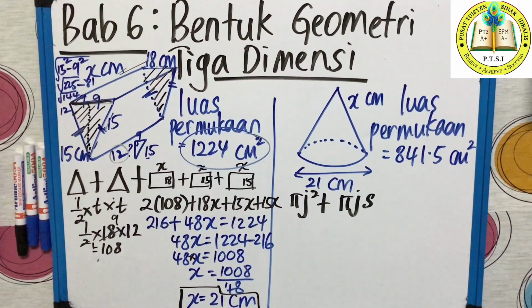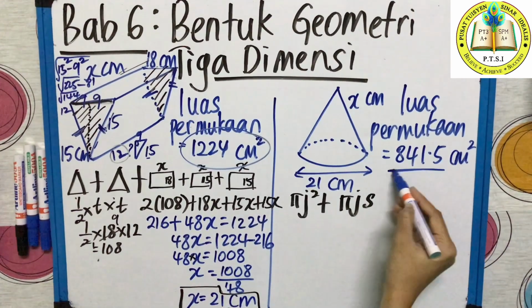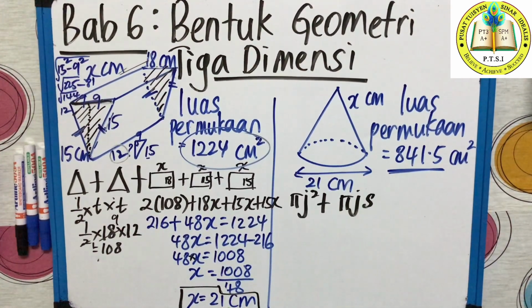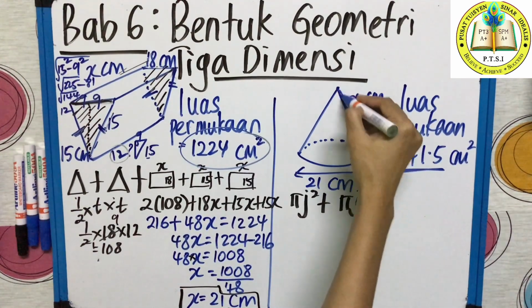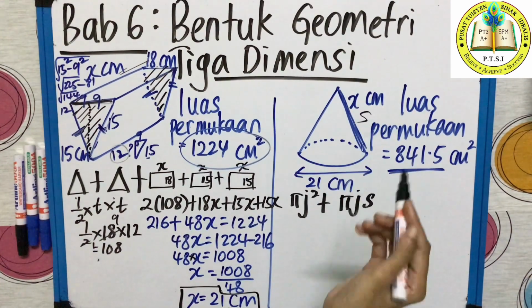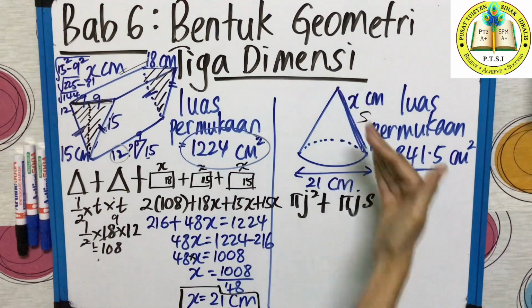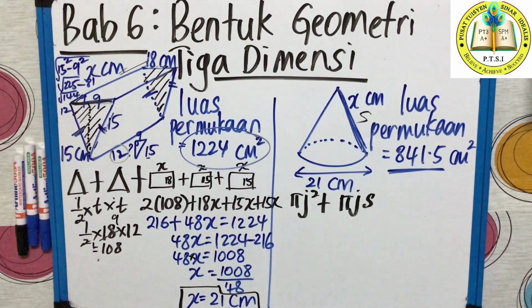Now teacher go to the last question here. Cone. They already give you the surface area 841.5. Sudah diberi, because this is not a direct question. Sudah diberi, but they ask you to find the x. X tu apa? Is actually the S. S you all know, right? The slanted height. That is the x.